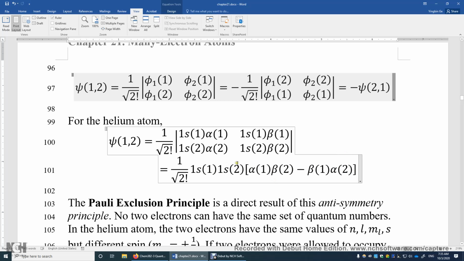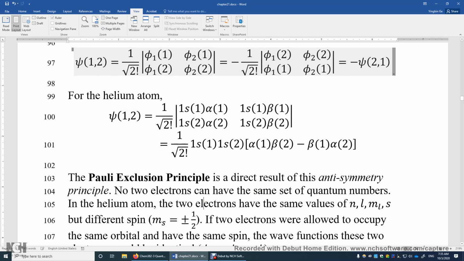And when you exchange 1 and 2, this one, the spatial function, is symmetrical under the exchange of the two electrons. Alright? So this is symmetrical, this is antisymmetrical, so the product is antisymmetrical. And we proved that this wave function is antisymmetrical with respect to the exchange of two electrons.